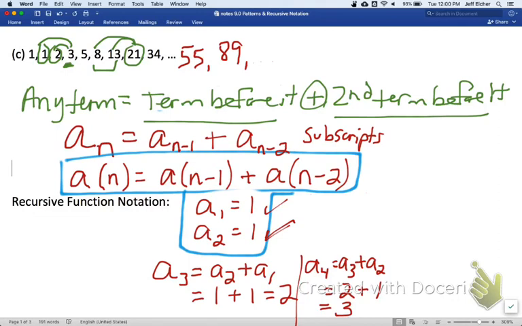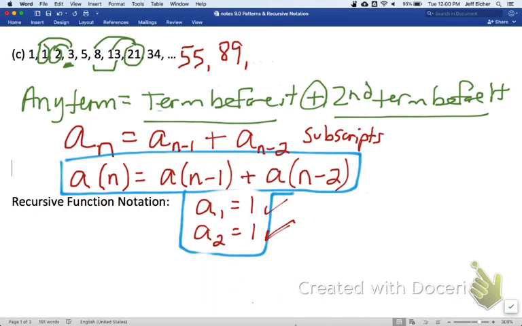And then one more just for good measure, so you can get used to the notation. It's a big point of today's lesson is getting used to this new notation. If we wanted our fifth term, our fifth term would be our fourth term plus our third term. Our fourth term that we just found is 3. Our third term is 2. So that means our fifth term is 5. It just so happens that the fifth term is 5. So that is the Fibonacci sequence.